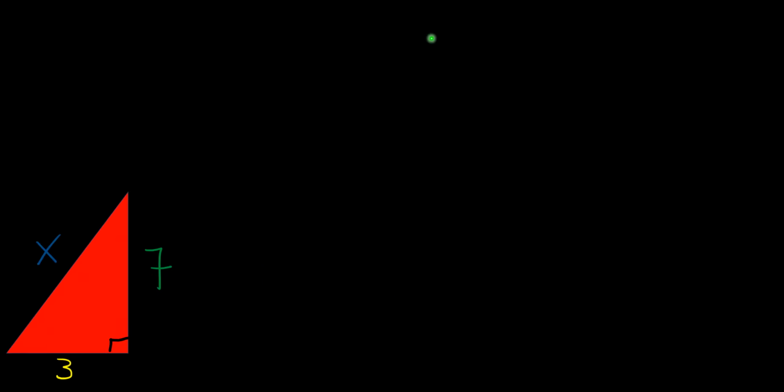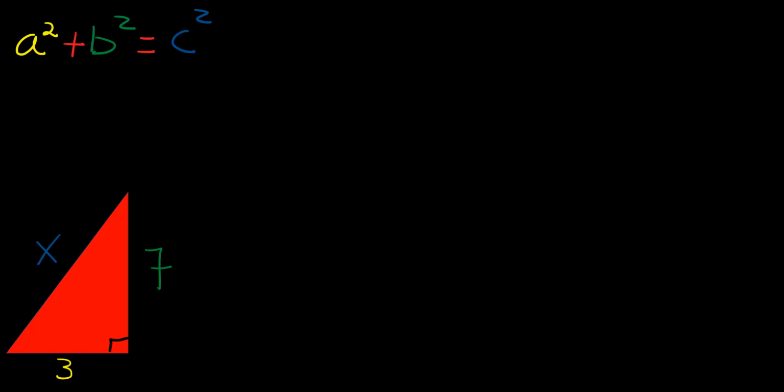Alrighty, in this example, we have a right triangle. We know it's a right triangle because of this box right here. And one side is 3, another side is 7, and our hypotenuse is going to be x, which is the longest side. So in order to figure out what x is, we have to use the Pythagorean theorem. The Pythagorean theorem is a squared plus b squared equals c squared. So all we have to do is plug and chug. 3 is going to be a, 7 is going to be b, and x is going to be c.